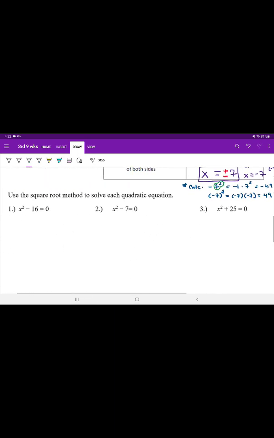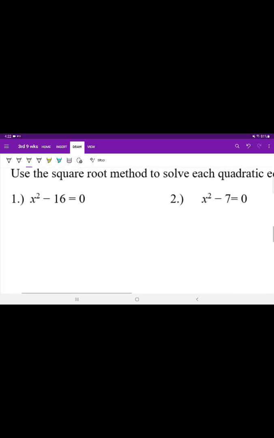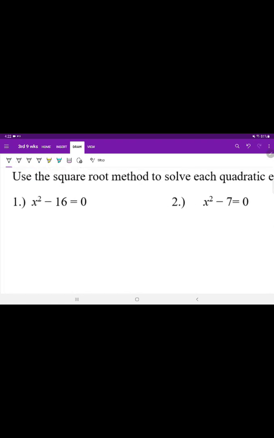If we look at example 1 here, we've got x squared minus 16 equals 0. So we're going to simply follow the steps. First thing we want to do is isolate. We're going to add 16 to both sides. It cancels out, and we get x squared equals 16. Then I'm going to square root both sides, just like that. The power cancels out the square root, and we get x by itself. The square root of 16 is plus or minus 4.